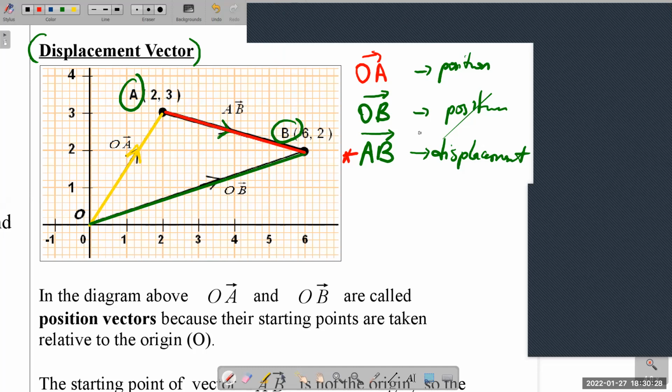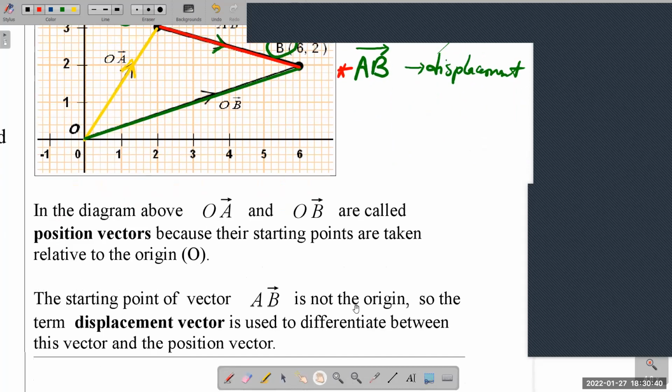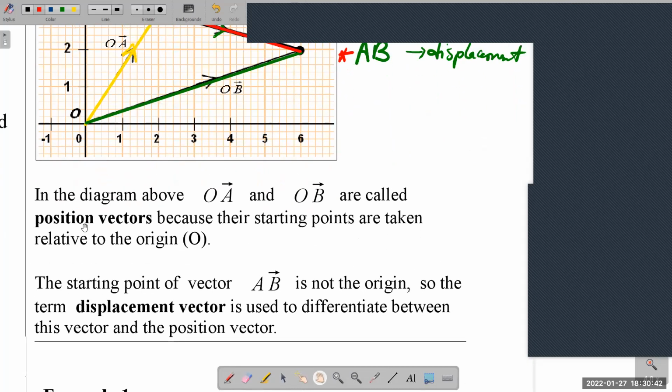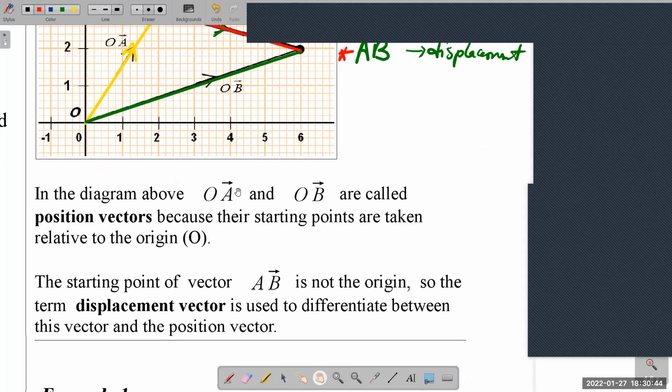And again, if you realize you have to read over the notes on your own, make sure you do so. Remember, we're crunching in a lot in a short time, but I'm going to try my best to break it down as much as I can. All right, so let's just read what we have here. In the diagram above, OA and OB are called position vectors, as we know, because their starting points are taken relative to the origin. Same thing we were saying all the time.